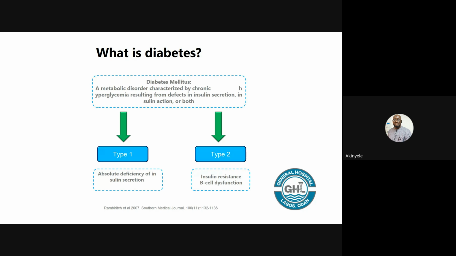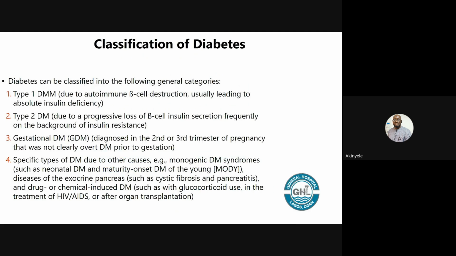The more common ones that we know are type 1, type 2, and gestational diabetes. In type 1 diabetes, there's absolute deficiency of insulin secretion, whereas in type 2, the main problem is beta cell dysfunction leading to inadequate insulin production and insulin resistance. The bulk of the diabetic patients are actually type 2 patients. And then you also have another class called gestational diabetes. And this is usually diagnosed during pregnancy.